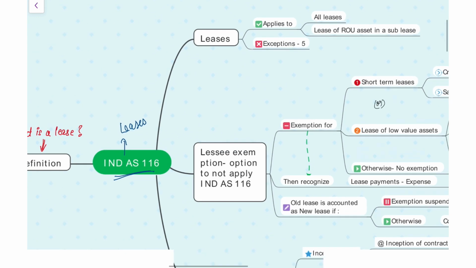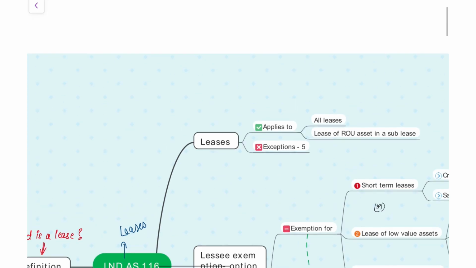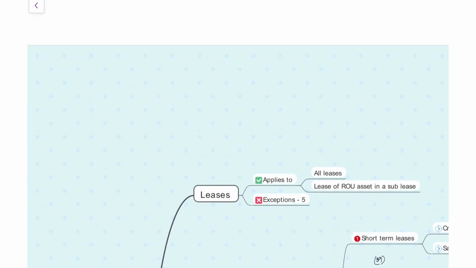So Ind AS 116. Starting with this Ind AS, before we get into the entirety and the depth of it, let's first understand lease in simple terms. In this Ind AS, there will be one person, suppose we'll take person A, and he will be known as the lessor, and then there will be a person B, and he will be known as your lessee.